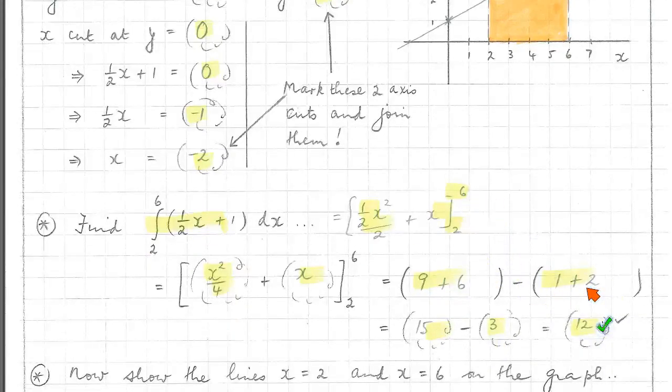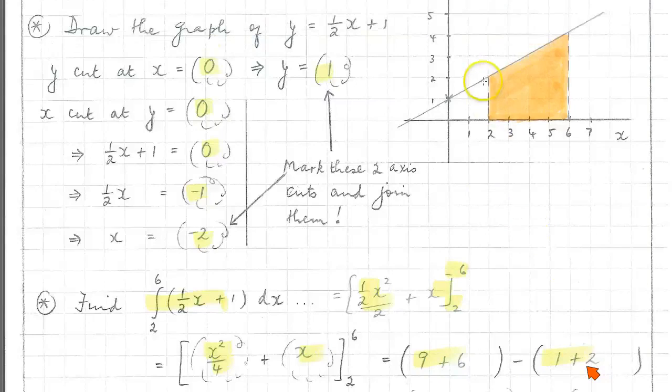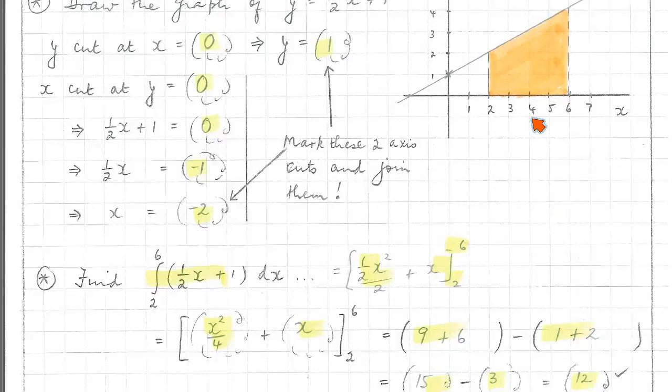Alright, now show the lines x equals 2 and x equals 6 on that graph. Draw them. And let's work out the area enclosed by those lines, the x-axis and the graph. What type of shape is it? Yes, it's a trapezium. And the area of a trapezium is half the sum of the parallel sides times the distance between the parallel sides.